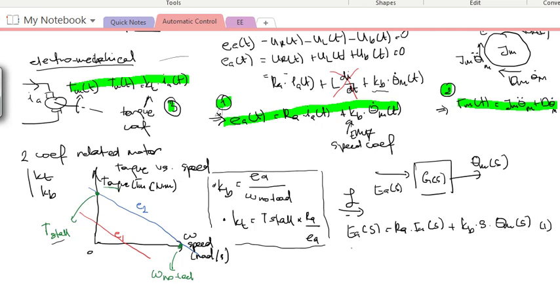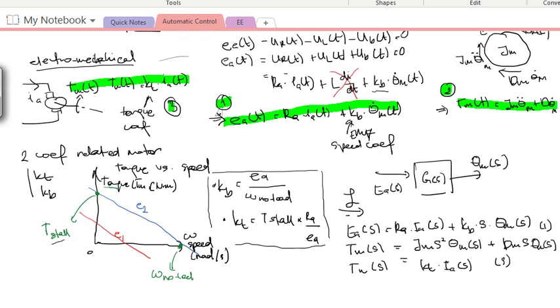Equation number 2 comes from the mechanics. We have TMS equals JM S square theta MS plus DMS theta MS. So that is equation number 2. And then equation number 3, we have TMS equals KT multiplied by IAS. So this is equation number 3.